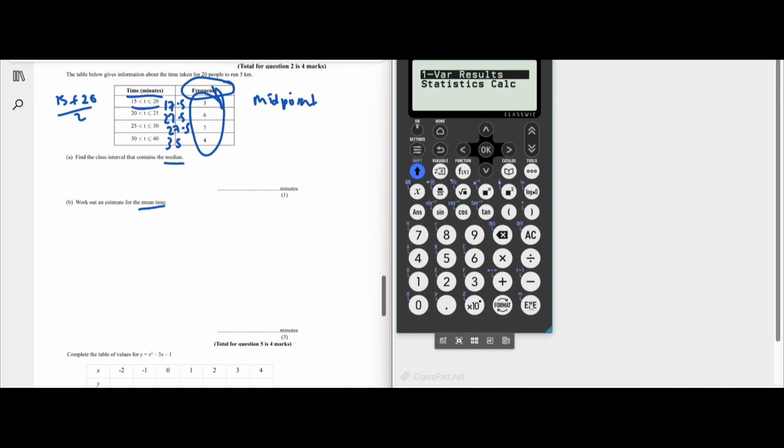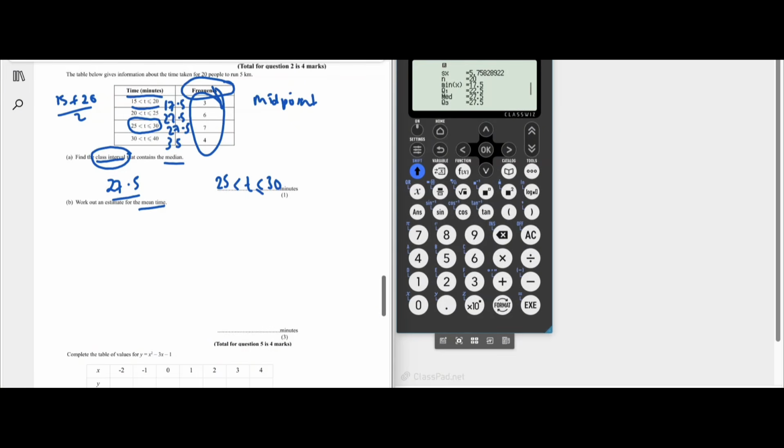We press enter. We press one variable results, and again it gives me the same thing. So if I go down, my med is my median. This one says find the class interval that contains my median. Well, I know that my median is 27.5. That falls into this interval between 25 and 30. So that is what you write down. You have to write the whole interval because that's what it's asked for, a class interval. So it's very helpful to have that.